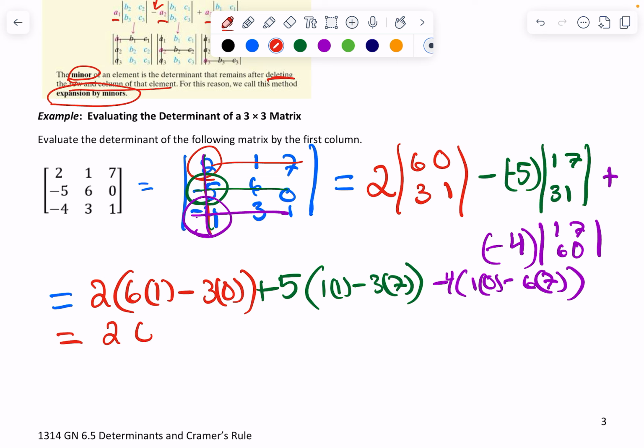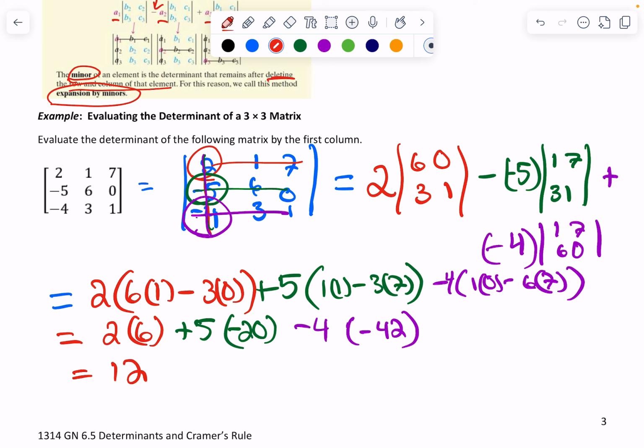Okay, next we're going to do what's inside the parentheses. So 2 times 6 plus 5 times -20 minus 4 times -42. So we get 12 minus 100 plus 168. And when we add these, we get 80.